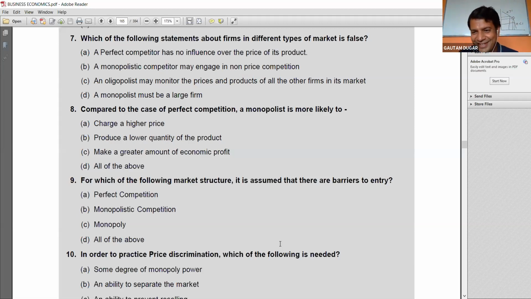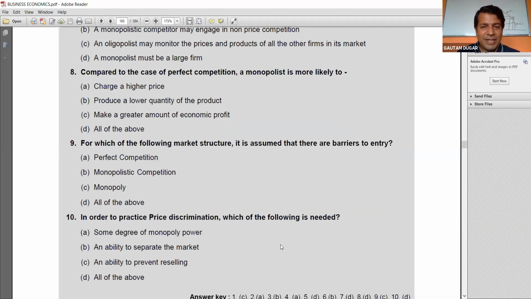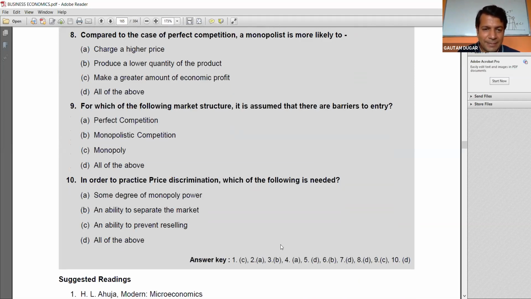Got it. Next, let's see. Number 10. In order to practice price discrimination, the following is needed. Some degree of monopoly power, yes. Ability to separate the market, yes. Ability to prevent reselling, yes. All of them.